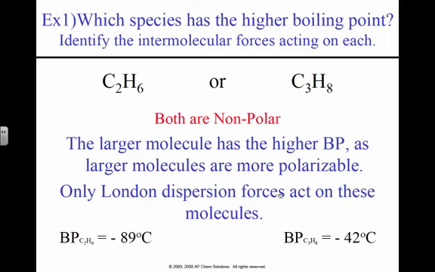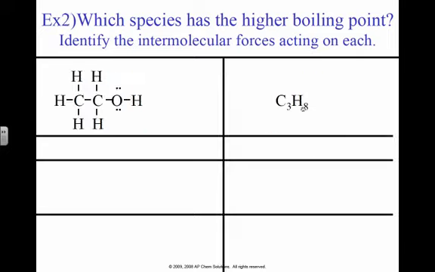So which species has the higher boiling point? Well, first of all, these are both nonpolar. So what kind of forces do they experience? London forces only. Which one has the higher boiling point? Well, this guy weighs more and therefore has more electrons, therefore is more polarizable. How about these two? Which one is going to have the higher boiling point?